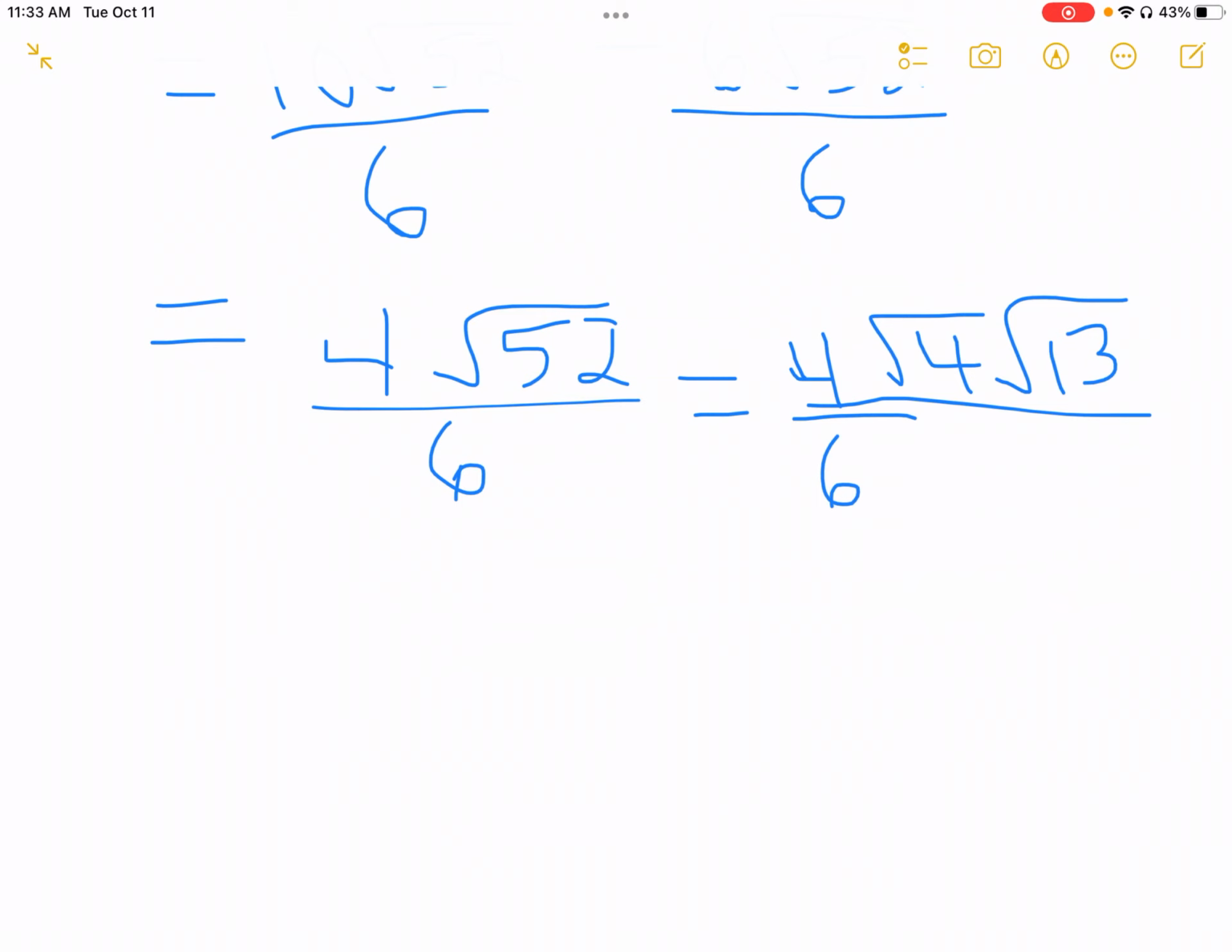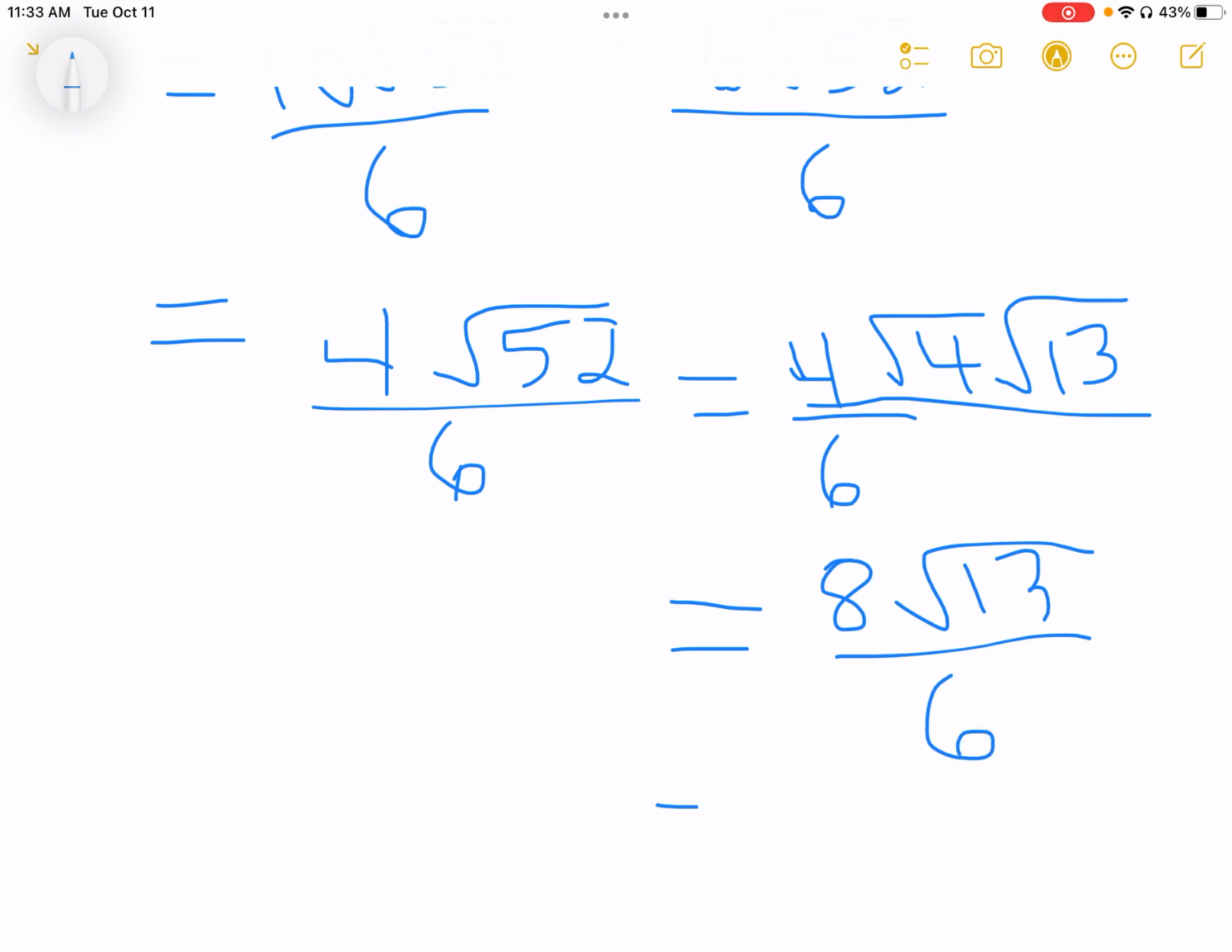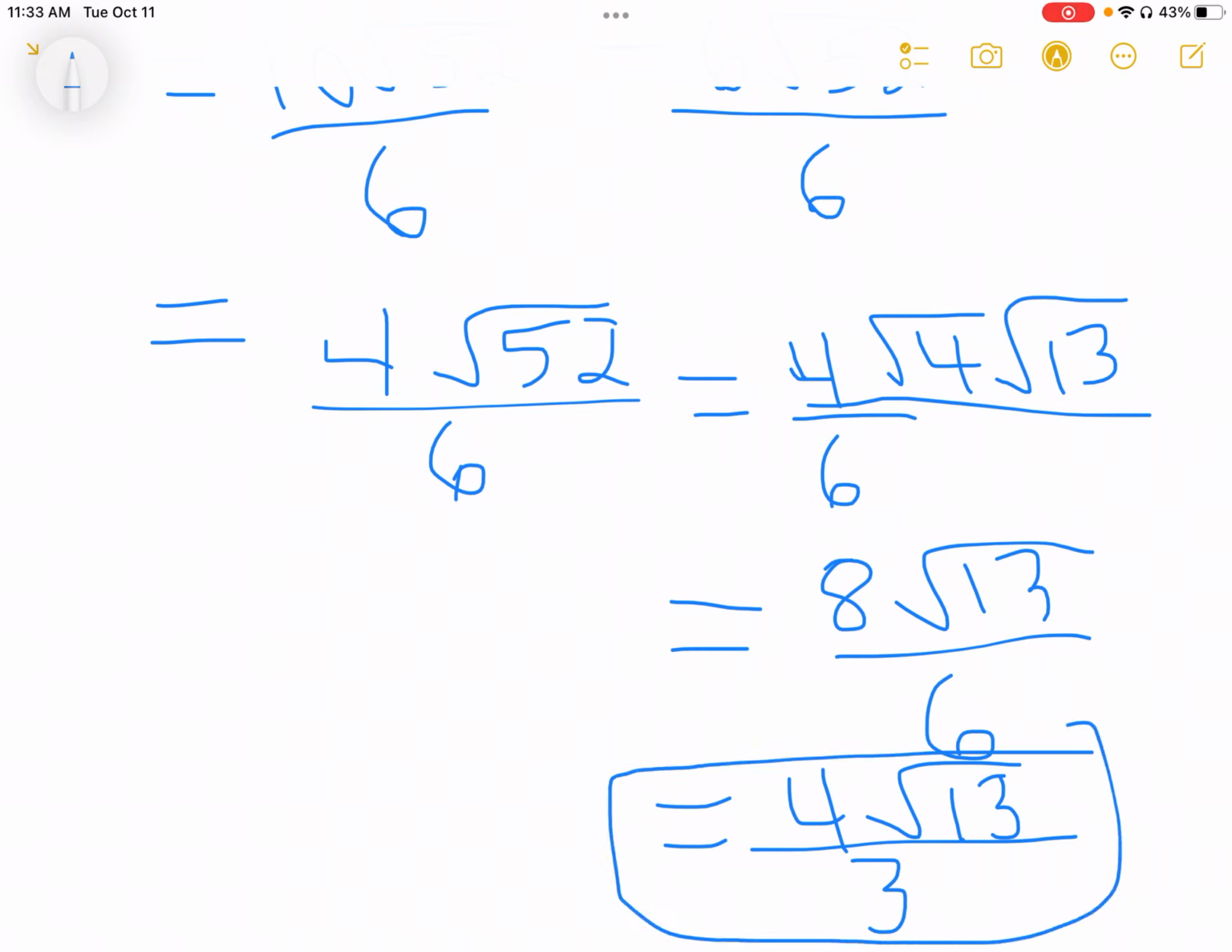You see how I can change my root 52 like that? Then I'd have 8 root 13 over 6, okay? Which then would simplify to 4 root 13 over 3. That would be my final answer in really long form, okay? But you can see how the book did it. I think they did it a little simpler than me because I wasn't following along with the book there. But they did similar to what I did. They just didn't use as much paper there.